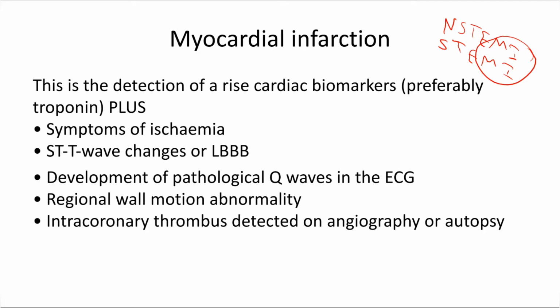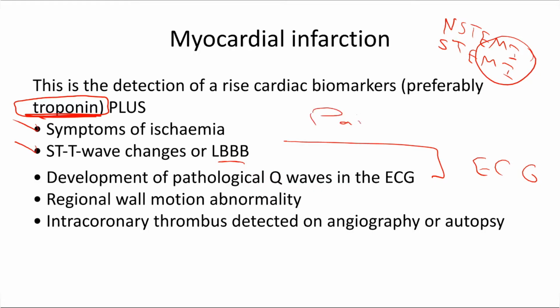So how is this defined? This is detection of a rise in troponin, a myocardial biomarker, plus one of the following. Either the patient has typical ischemic chest pain, ST wave changes such as ST elevation, depression, T inversion, or left bundle branch block, or development of pathological Q wave on the ECG. So the patient has ECG changes, has pain, or has an abnormal echo. There is wall motion abnormality in a region of the heart. This is also an indication. If there is troponin plus this change, it means it is an AMI. Or sometimes they may do angiography and see a thrombus, or on autopsy after the patient has died.